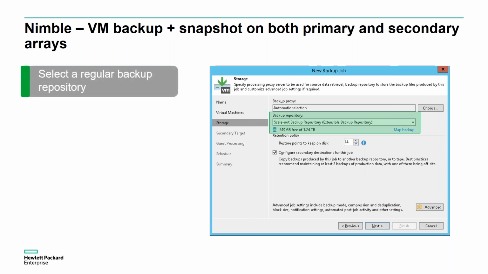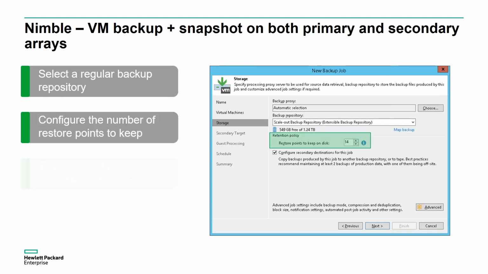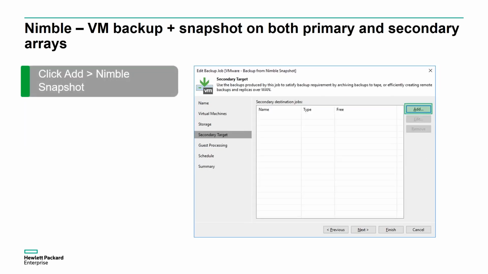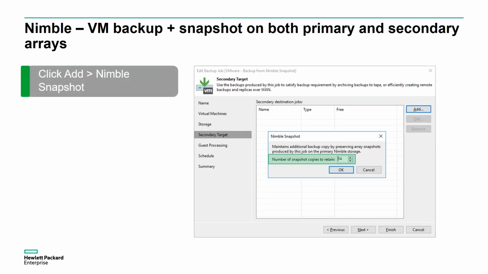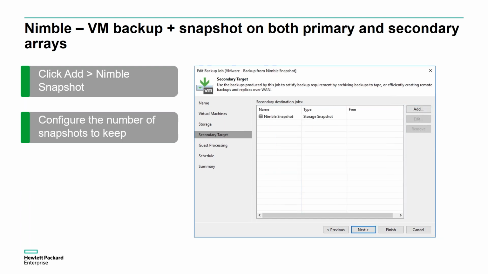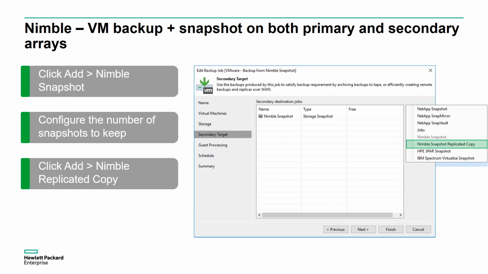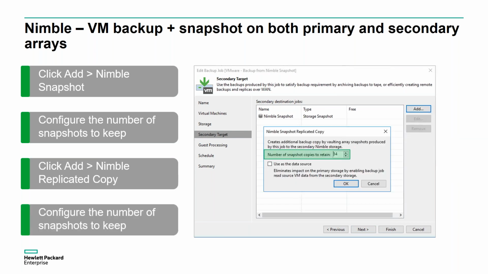So just walking through what would be possible here, you would select a regular backup repository. You again would select the points in time you wish to keep. You would configure the secondary destination. And what you would select here, you would click the Nimble snapshot, how many points to keep, and then click the Add Nimble Replicated Copy, which you can see here. So this is going to be taking a true off-host backup, but also keeping a snap on the primary and a snap on the secondary with a retention that's configurable, as you can see here.